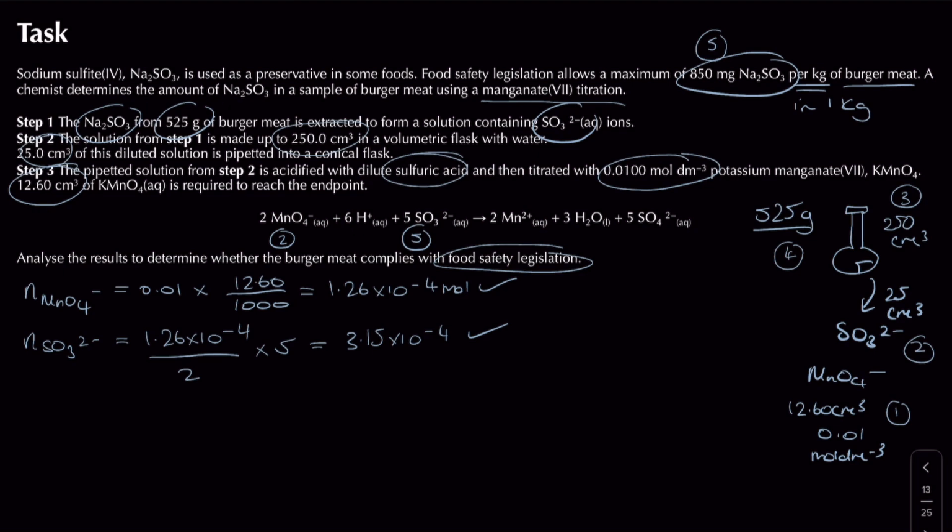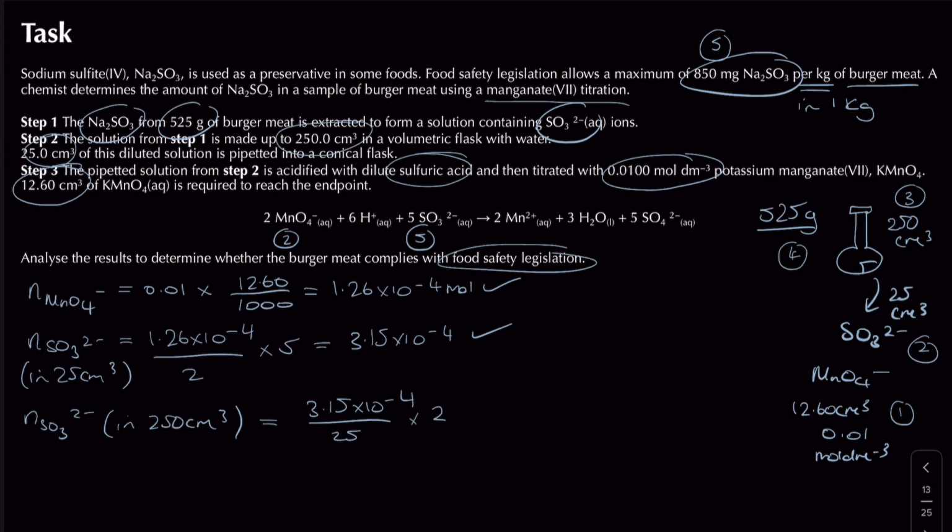The next thing is that that's going to be in 25 centimeters cubed, but I need to find the number of moles of SO3 2- in 250 centimeters cubed. To do that, just as before, we're going to do 3.15 times 10 to the power of -4, divide it by 25 to find the moles in 1 centimeter cubed, times by 250 to find the moles in 250 centimeters cubed, and I end up with 3.15 times 10 to the power of -3 moles.